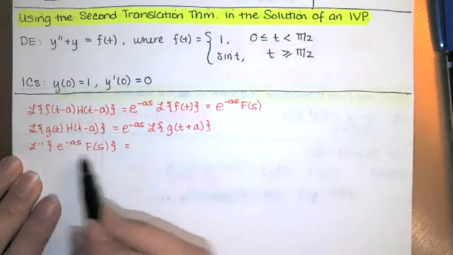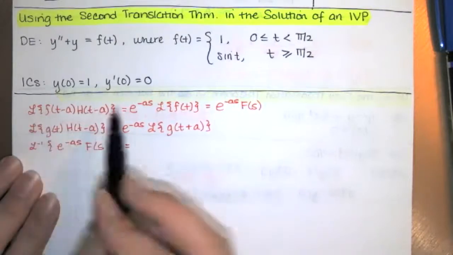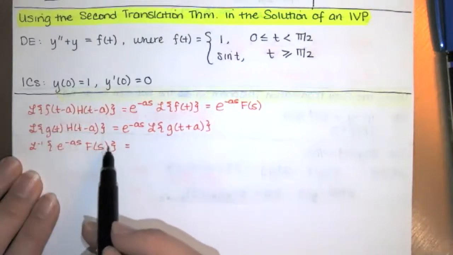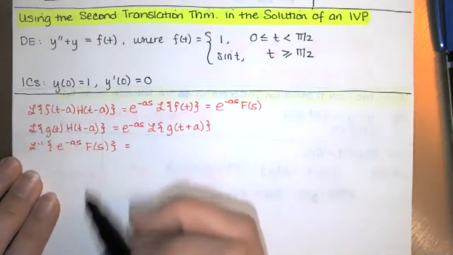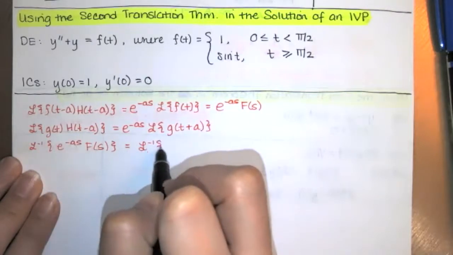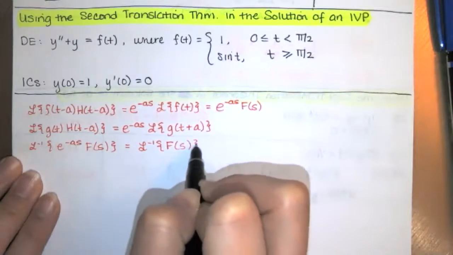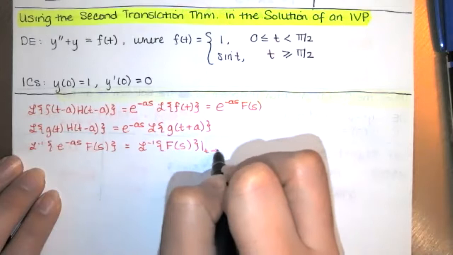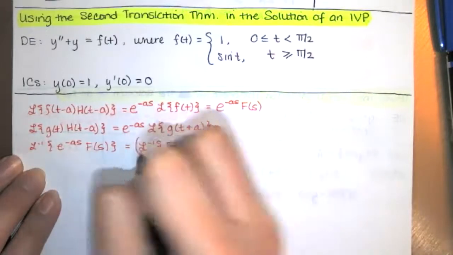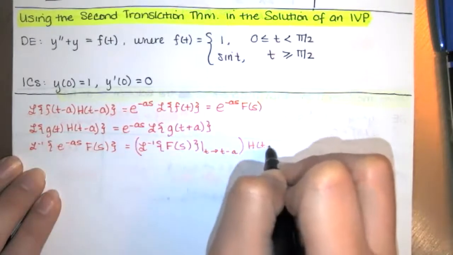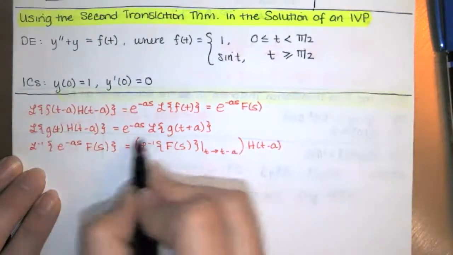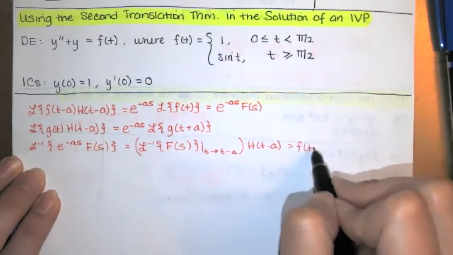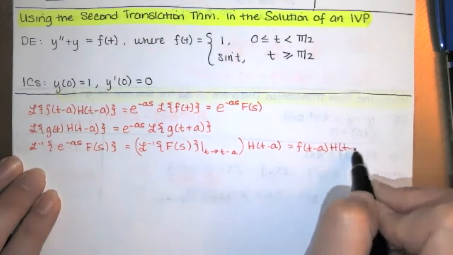Now it turns out that the way you compute this over here is first you need f of t. So we'll take the inverse transform of F of s. That's going to give us f of t, but then we want to replace the t with t minus a. And then you're going to take all of that and multiply by the Heaviside function at t minus a. Now this piece is just f of t minus a times the Heaviside function at t minus a.